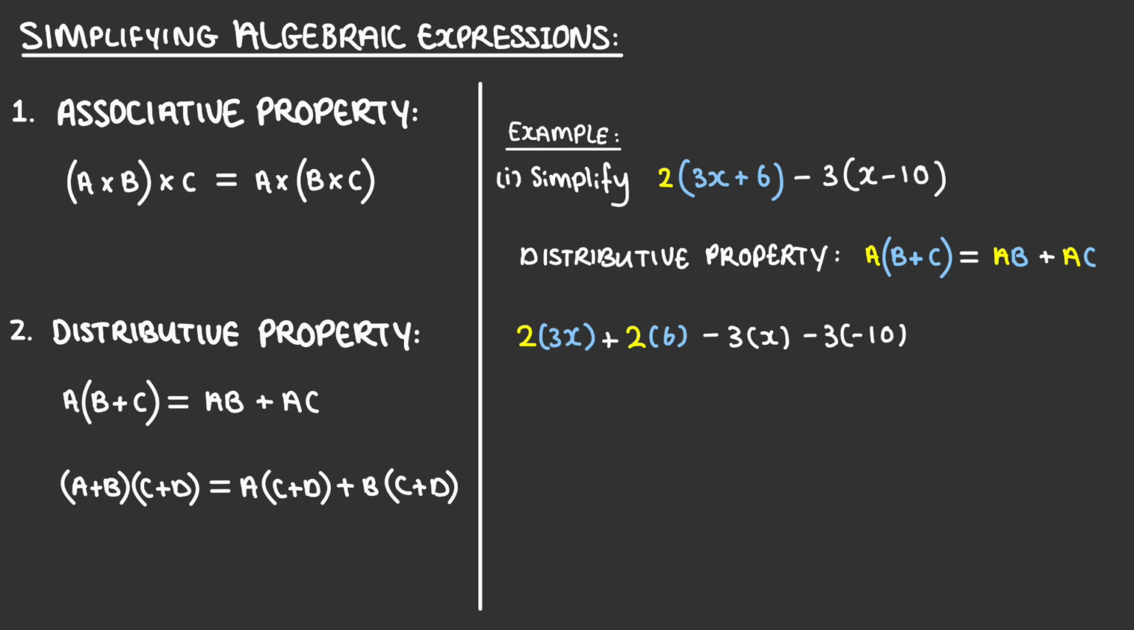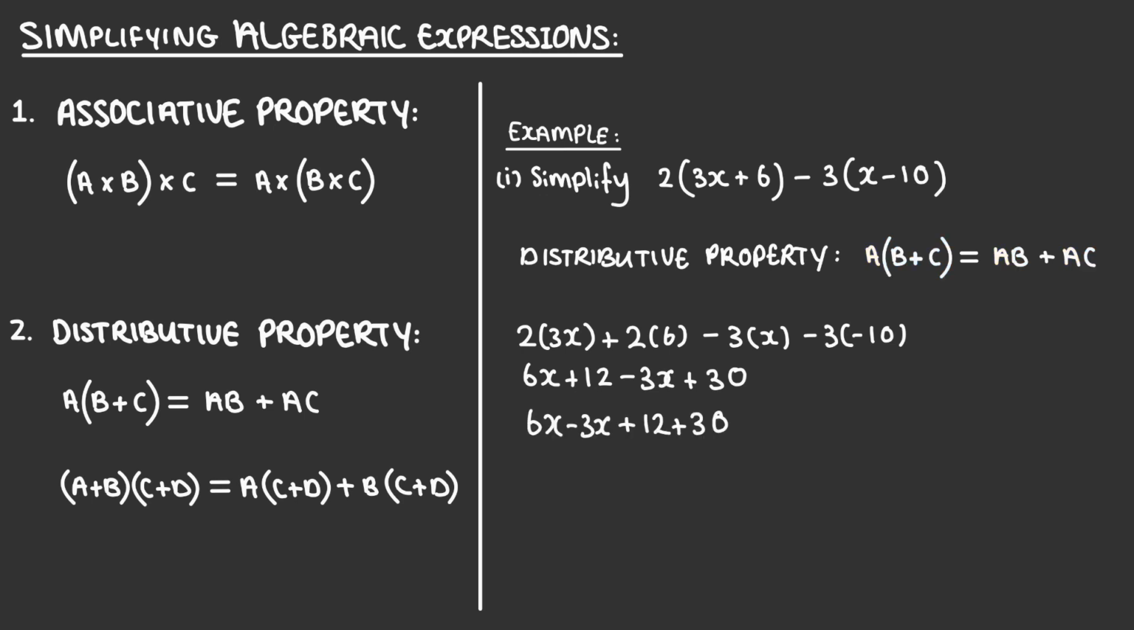Now we multiply minus 3 by x and minus 3 by minus 10. This simplifies to 6x plus 12 minus 3x plus 30. Now at this point in the video, if you're getting confused by the different signs, it would be worthwhile to go back to my video on integers where I talk about how to multiply numbers which have the same signs and which have opposite signs.